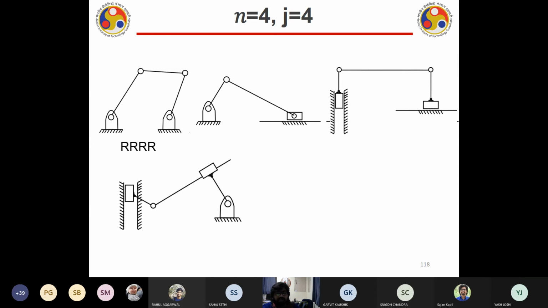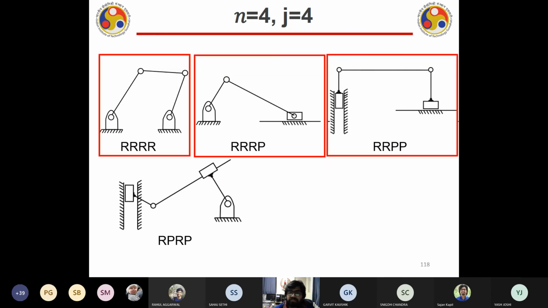So what we have seen till now is the RRR, 4R mechanism, and the 3RP mechanism. Now we shall discuss the RRPP mechanism. Definitely in the end we'll see RPRP, another combination of the same. This is the third one which we are going to discuss now.